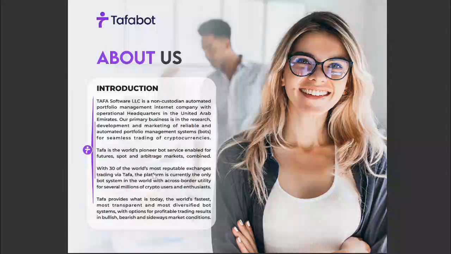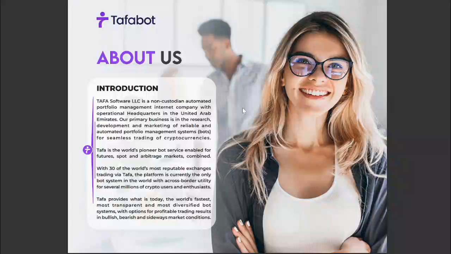With 30 of the world's most reputable exchanges trading via Tafa, the platform is currently the only bot system in the world with a cross-border utility for several millions of crypto users and enthusiasts. Tafa provides what is today the world's fastest, most transparent, and most diversified bot systems, with options for profitable trading results in bullish, bearish, and sideways market conditions. This is what they have to say.